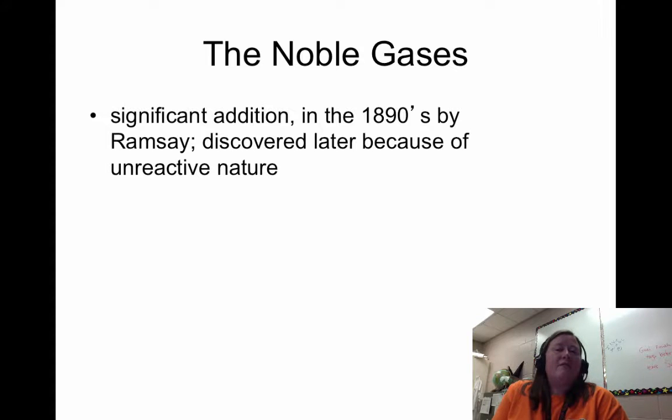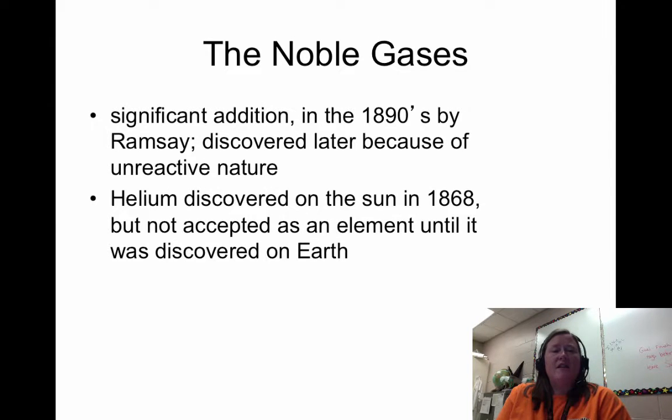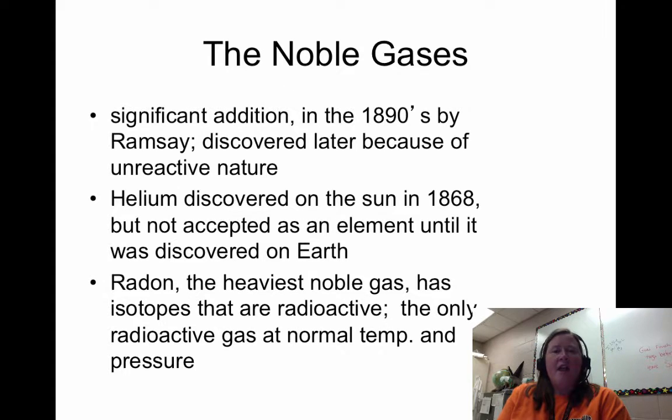A discovery that occurred much later were the noble gases. Helium and radon and neon. Those noble gases were discovered later because of their unreactivity. They didn't combine with compounds, so they really just didn't stand out. And they were discovered in a variety of different ways.